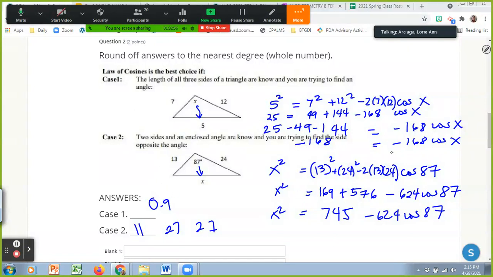Okay, so let me finish this. Once you get to this portion, you need a calculator already, right? So you have to divide here by negative 168. And after that, I cannot do anything anymore without a calculator because I will be left with, this is 1, yeah? I don't have space. So I will be left with cosine x equals 1. When you go to pre-calc, you'll know how to do that without a calculator. But right now, I cannot do this one anymore without a calculator.